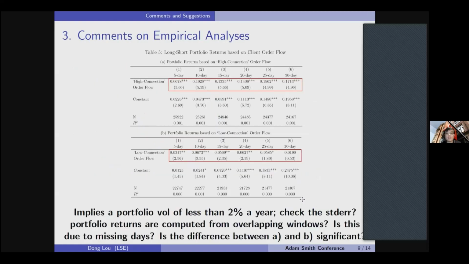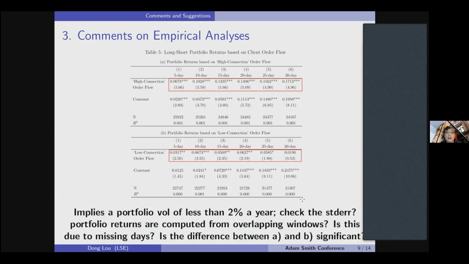Now, a very quick comment on the Sharpe ratio. To me, this is the main result, the most convincing result of the paper. What the authors did in this table is to classify all the clients into high connection clients and low connection clients. And then they sort all the corporate bonds into 10 deciles based on the trading of high connection clients and the trading of low connection clients. High connection clients are in the top panel and low connection clients in the bottom panel.